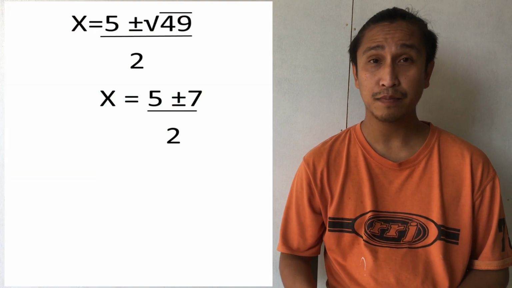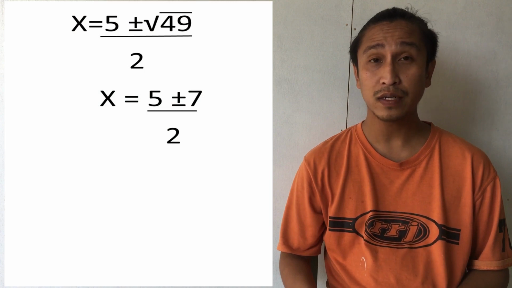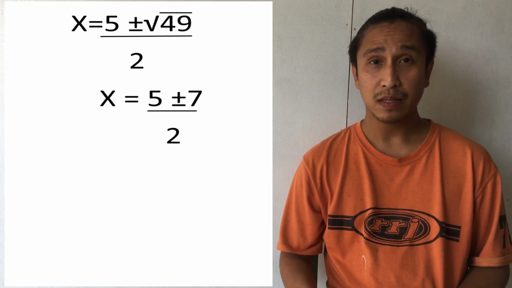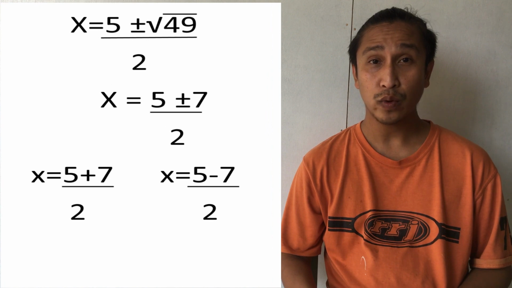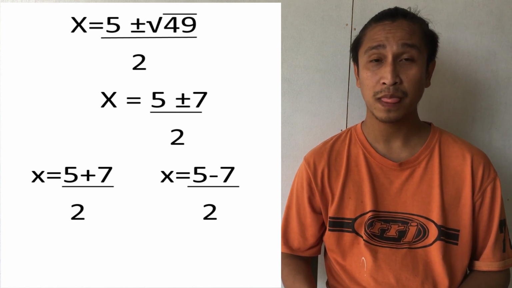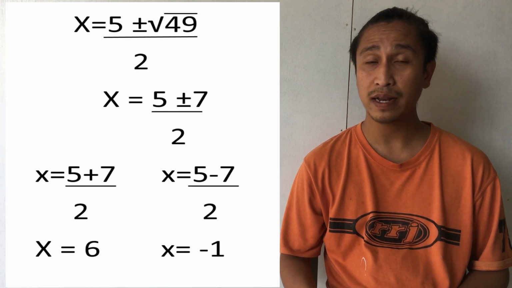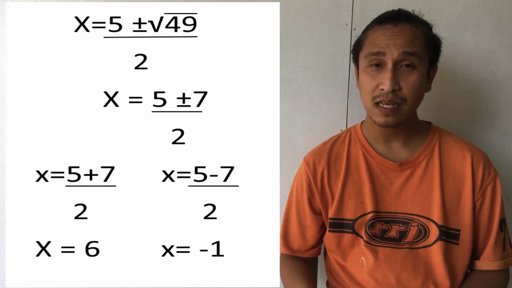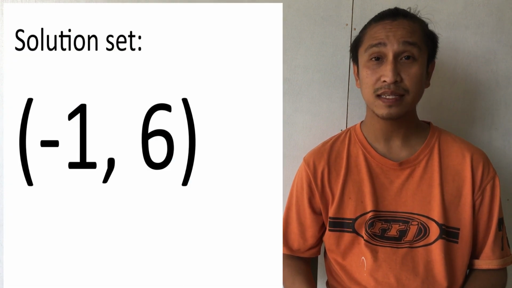Take the square root of 49, we now have 5 plus or minus 7 over 2. Separate plus or minus 7, we have x is equal to 5 plus 7 over 2, and x is equal to 5 minus 7 over 2. Simplify, we have x is equal to 6 and x is equal to negative 1. Therefore, the solution set is negative 1, 6.